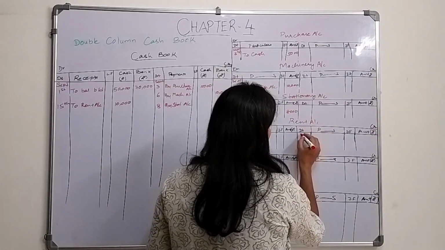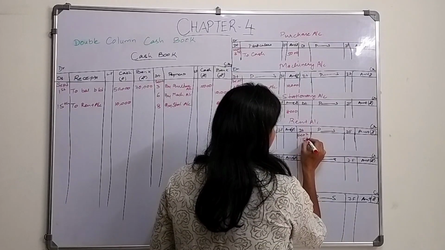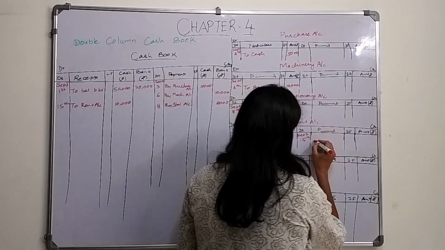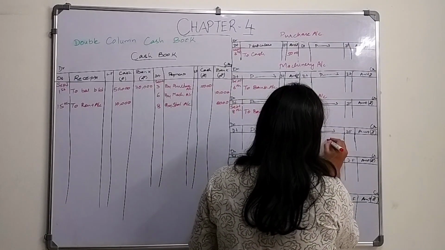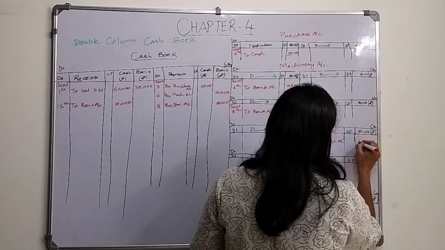It's my income on September 15th by cash account 10,000, right? Okay.